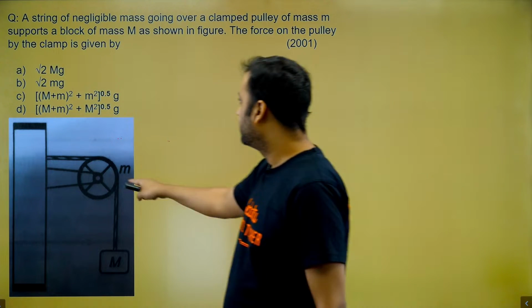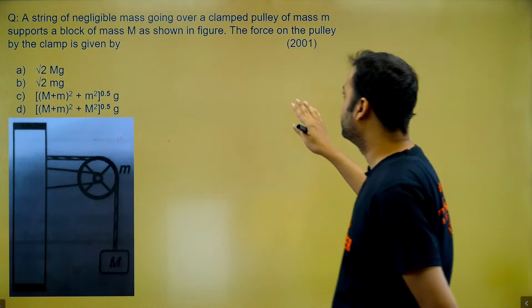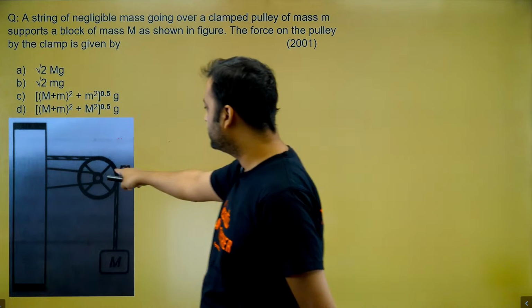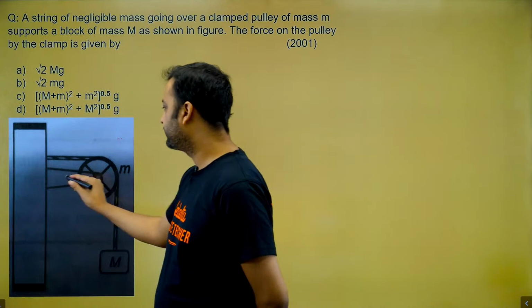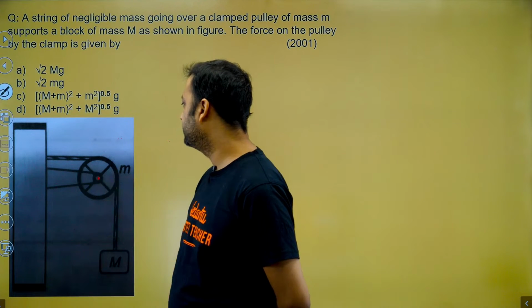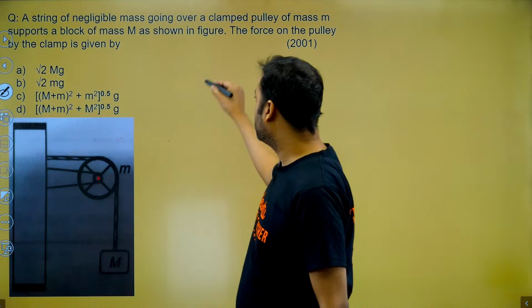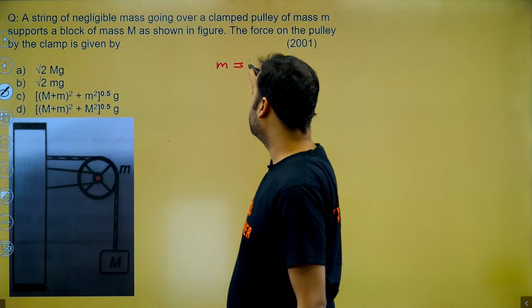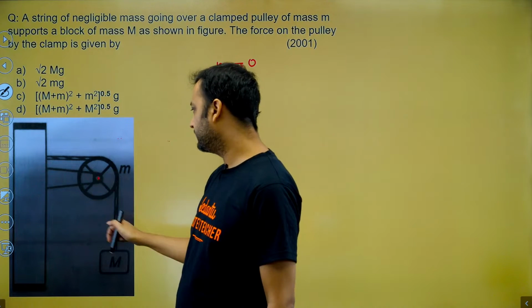Although many of these questions can be done very fast by the normal method as well. So this pulley is of mass small m, and this block is of mass capital M. We have to find the force applied by the clamp on the pulley. Now think very carefully. What happens if the pulley is massless, assume small m equals 0? If the pulley is massless, then what will be the force?